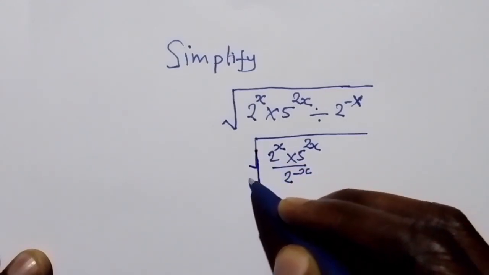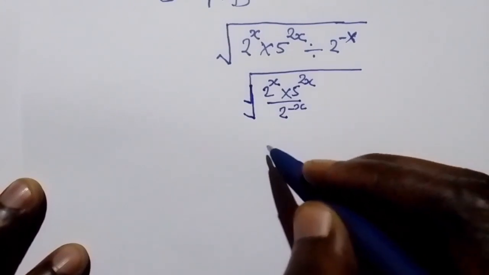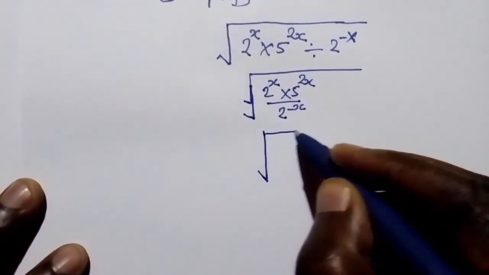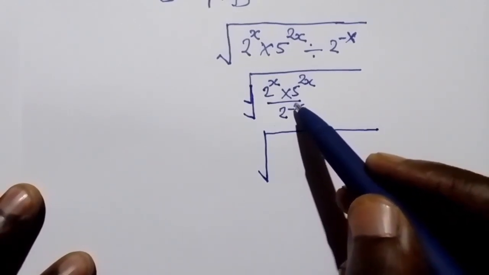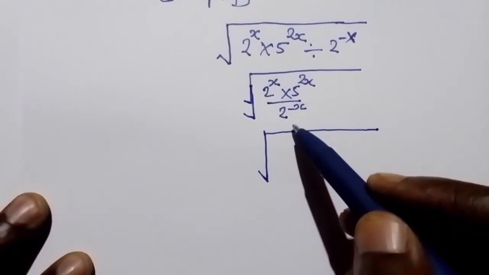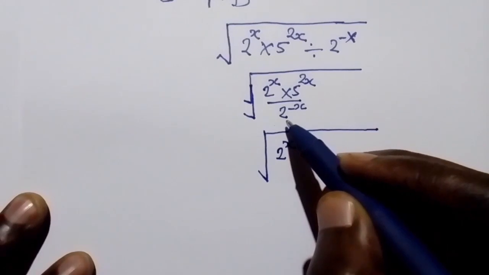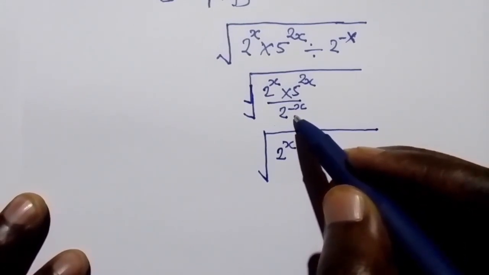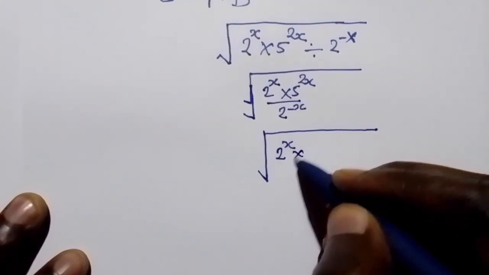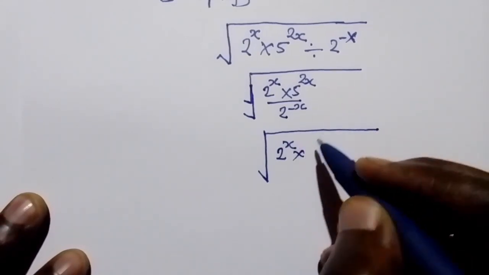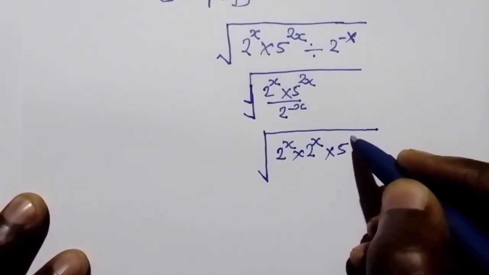So we can say this is the square root of 2 power x times 5 power 2x divided by 2 power negative x. We can write this as 2 power x, and the 2 power negative x we can bring to the numerator. When we bring it to the numerator, it becomes 2 power positive x. Then we multiply by 5 power 2x.